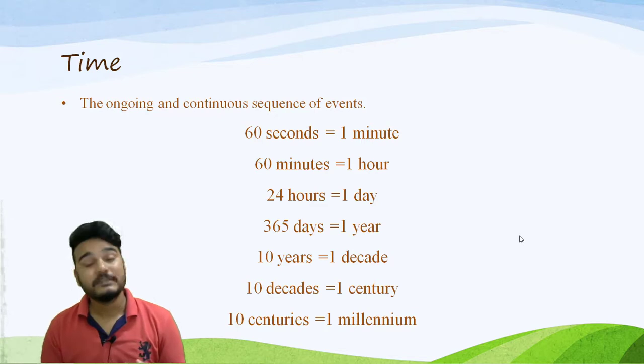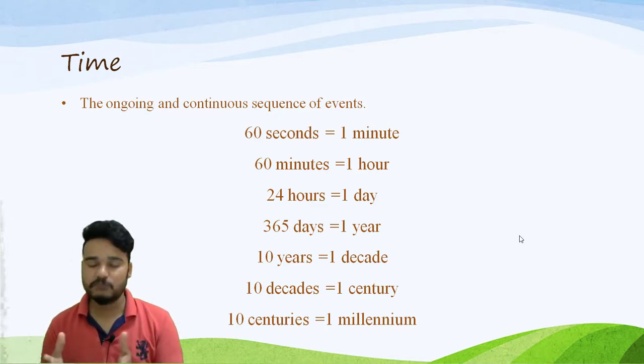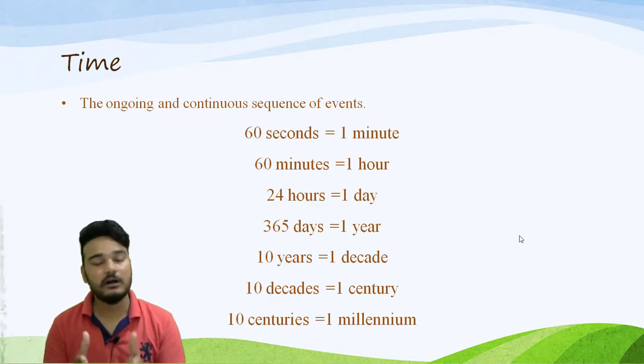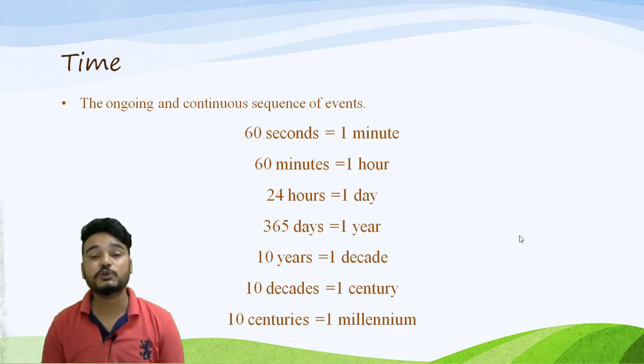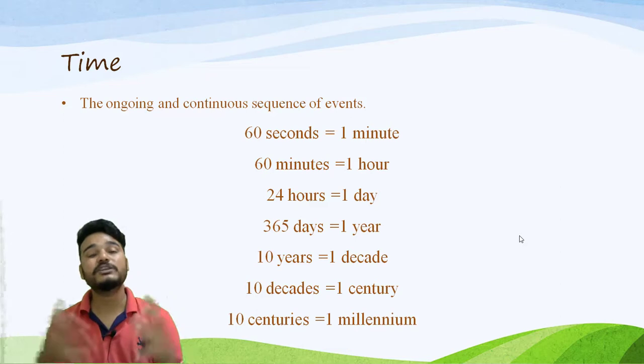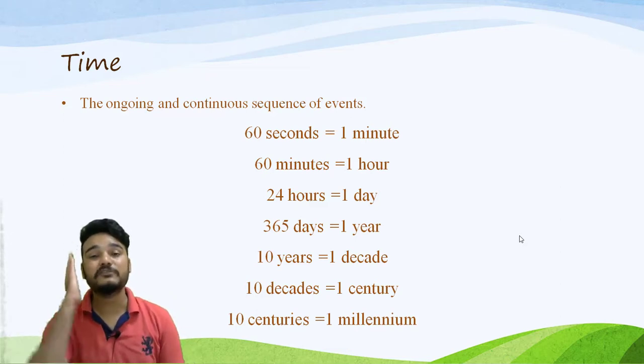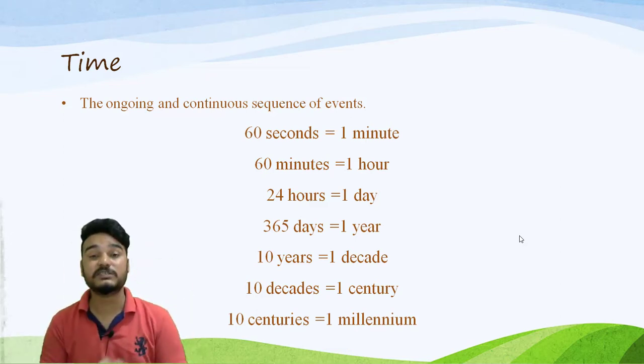Then we have hour, that is, someone may pronounce it "hour". So 1 hour is equal to 60 minutes. When we combine 24 hours together, we have 1 day. We have already learnt this in our previous lesson: a solar day is 24 hours.